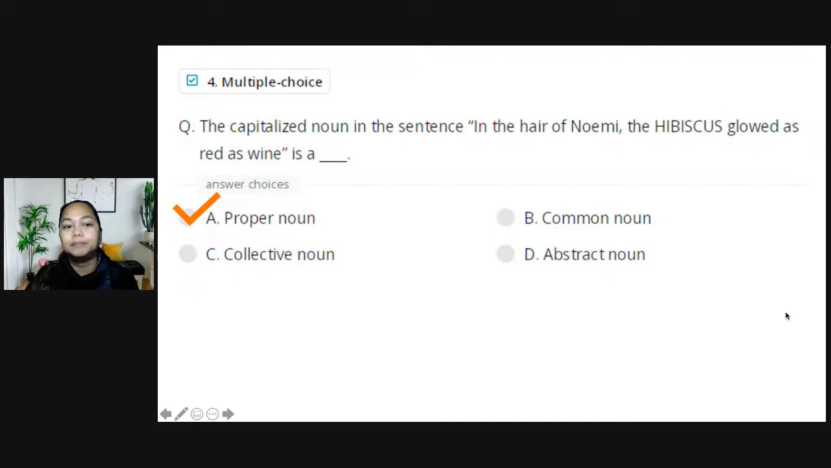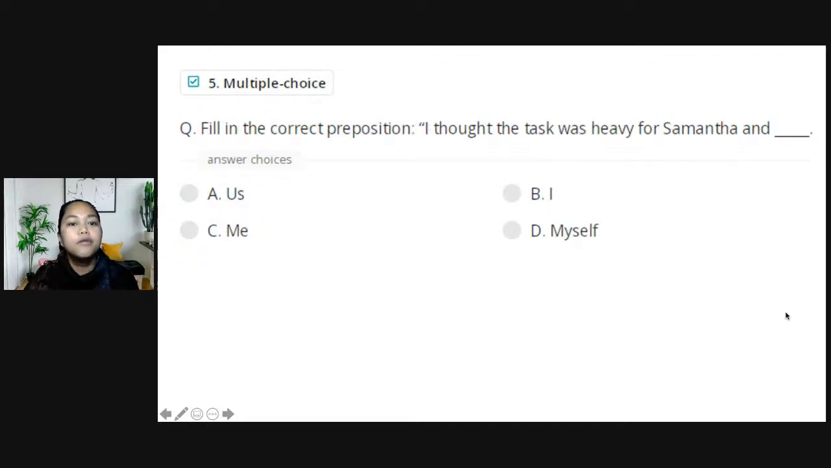We move on. Number 5, fill in the correct preposition. I thought the task was heavy for Samantha and blank. Is it letter A, us, letter B, I, letter C, me, or letter D, myself? Okay, which one do you think is the correct choice for number 5? This is English, very easy English.